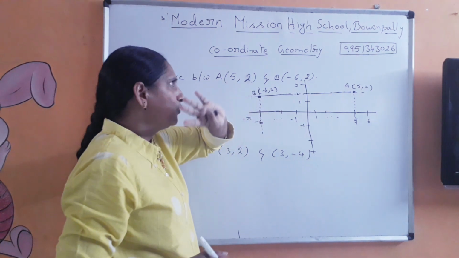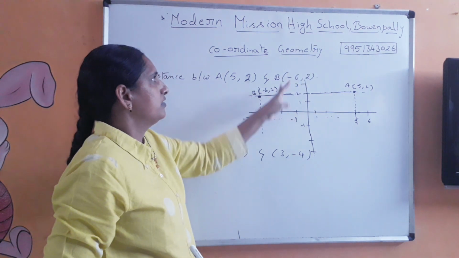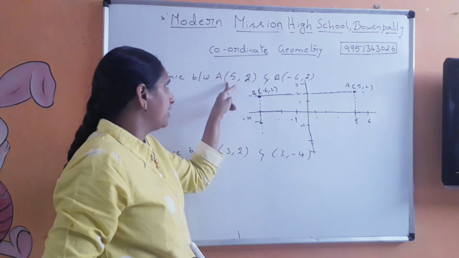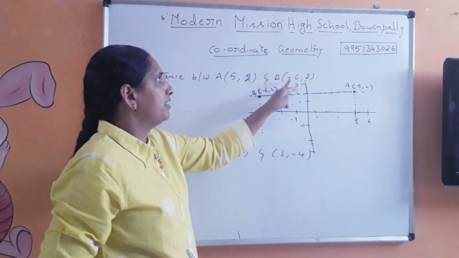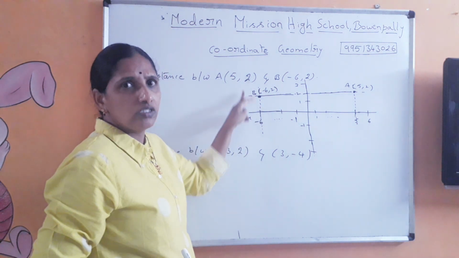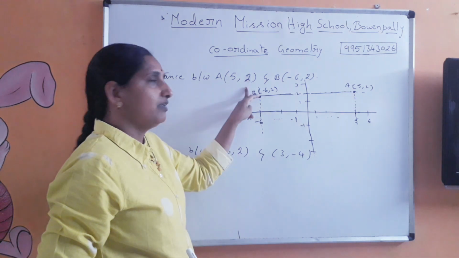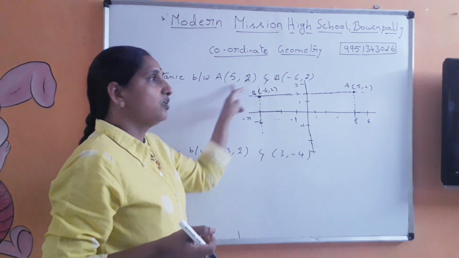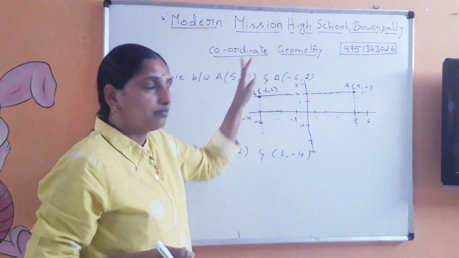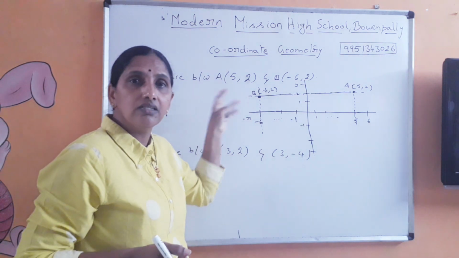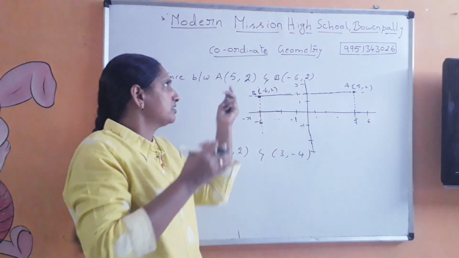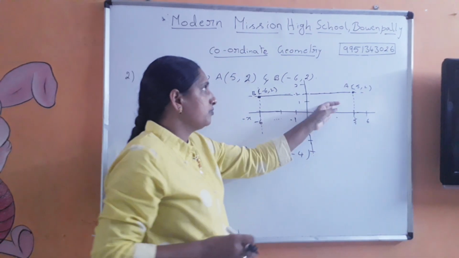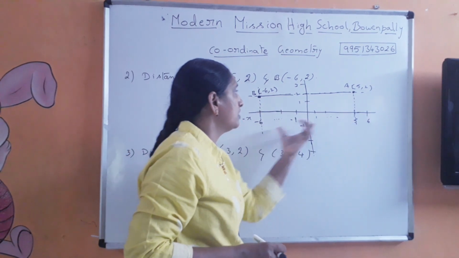In the first method I said there is no need to do anything, directly you can say minus 6 minus 5, because x2 is minus 6 and x1 is 5. So minus 6 minus 5 is minus 11, whole square, under root. Minus 11 whole square will become 11 square, because a negative squared is positive. Under root 11 square, the square and square root will get cancelled, and you are left with 11. Directly writing just by looking at this. The second method is locating the points and then determining it from the diagram.